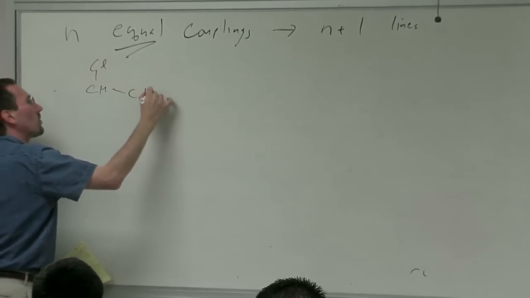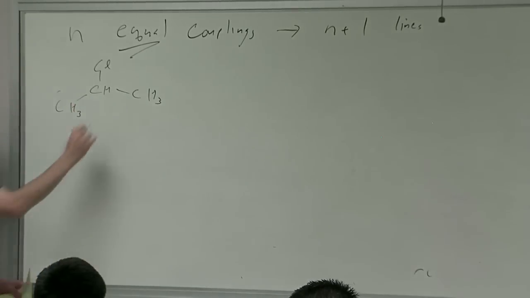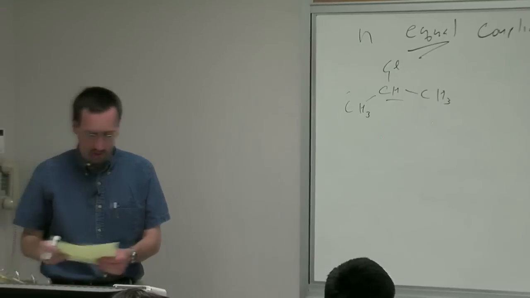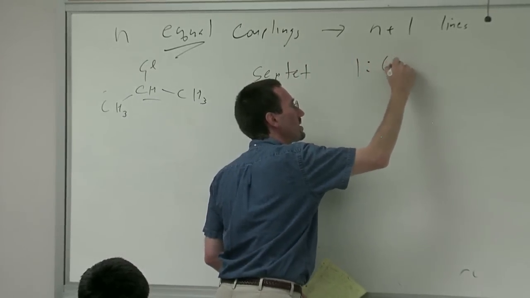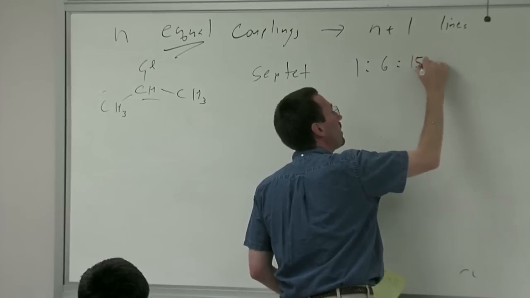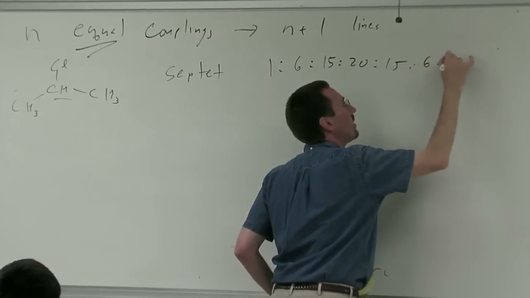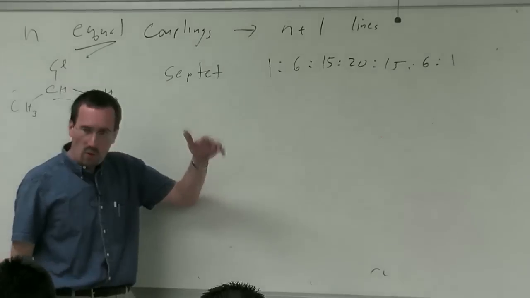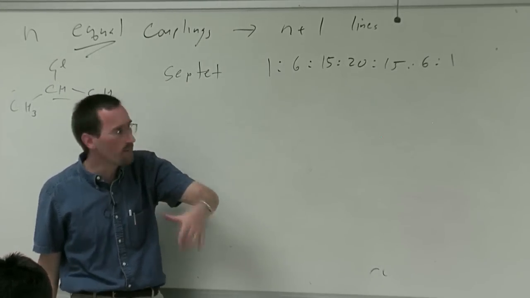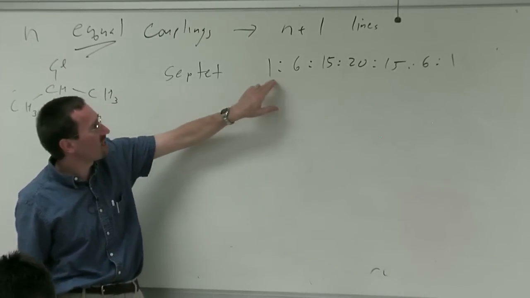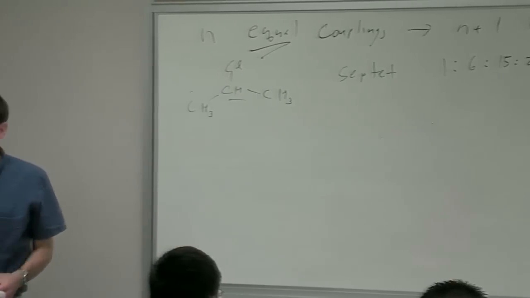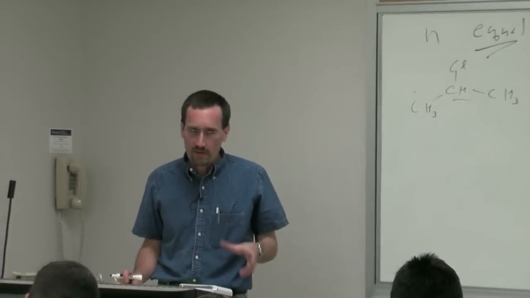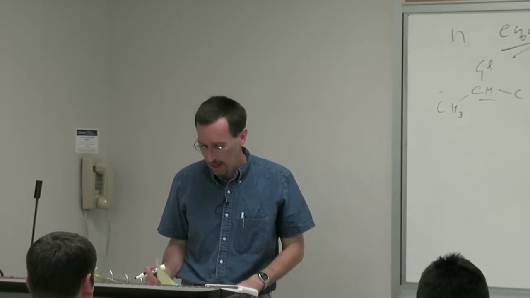So for example, if we go to isopropyl chloride, now the CH here is split equally by three methyl groups, so the CH appears as a septet, and the ratio of the lines is 1-to-6-to-15-to-20-to-15-to-6-to-1. And because the septet is going to be very small compared to triplets and quartets in the molecule, unless you look hard, you might not see these lines on the outside. And in fact, by the time you get up to very big multiplets like septets, octets, often people will just report them as a multiplet in reporting an NMR spectrum.